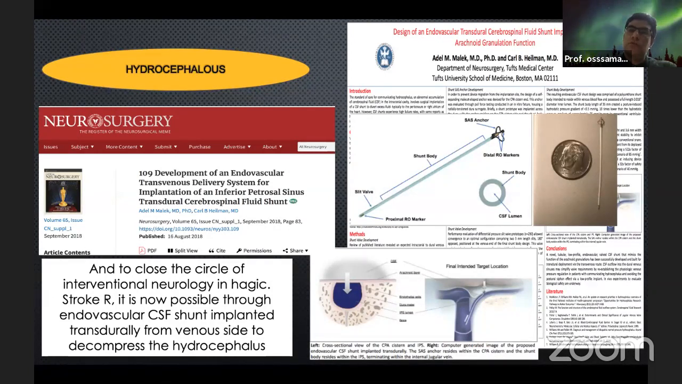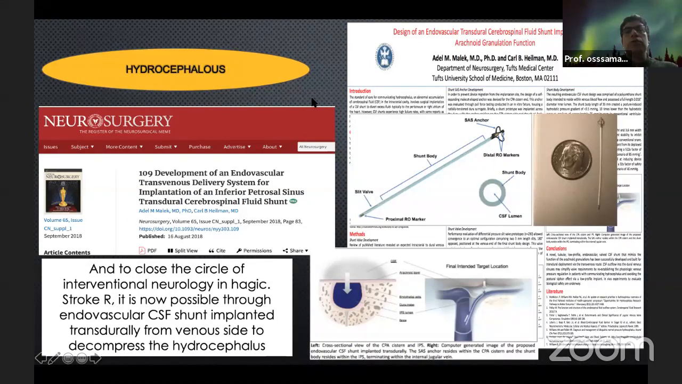This is a small tube with a valve. And in this way, they can create a shunt between the CSF in the cistern and the venous system in the inferior petrosal sinus. They published their experience in more than 100 cases, and they showed that it's a promising approach.